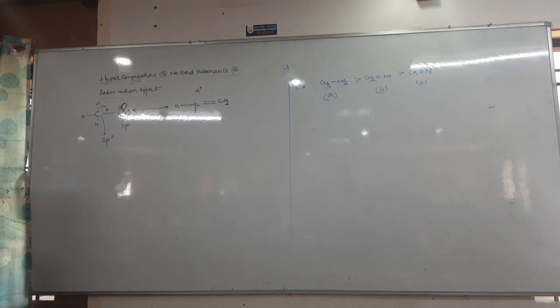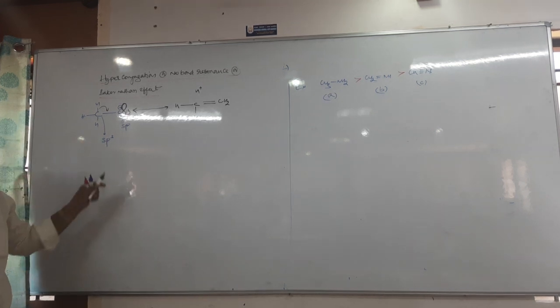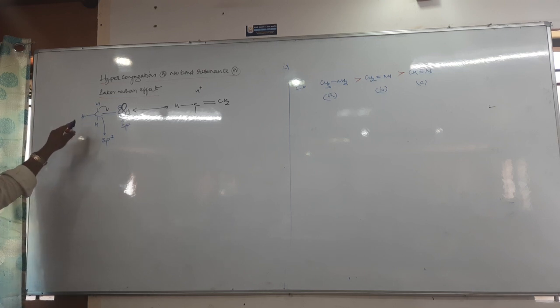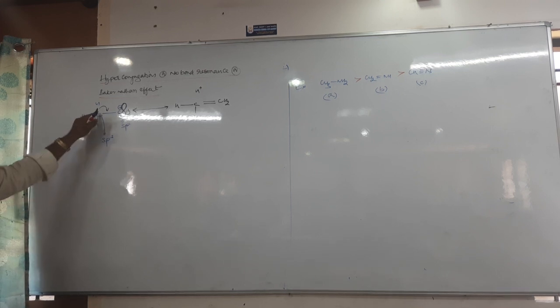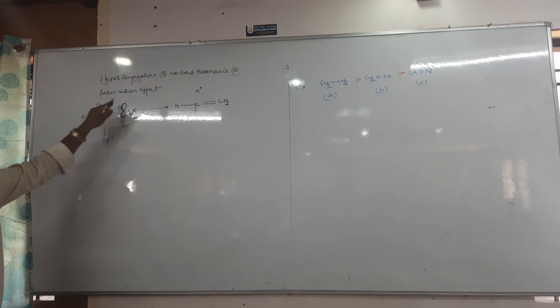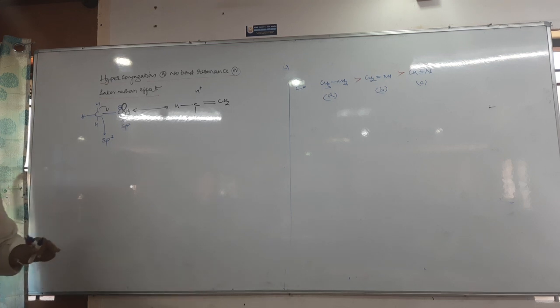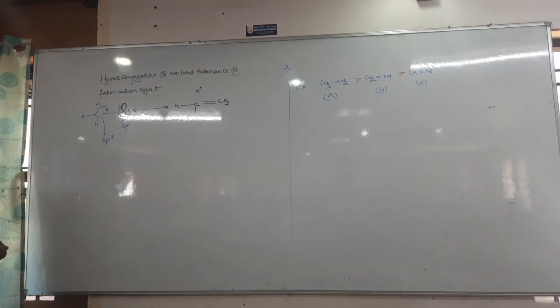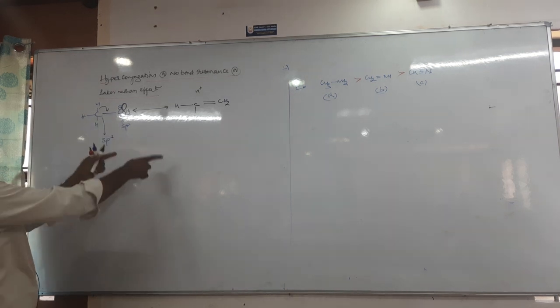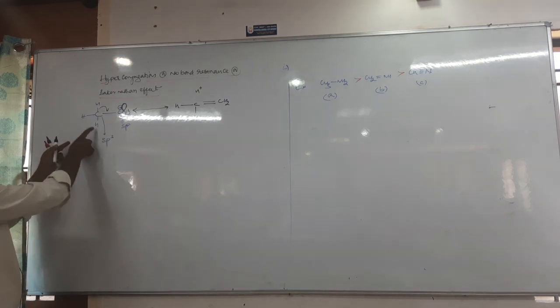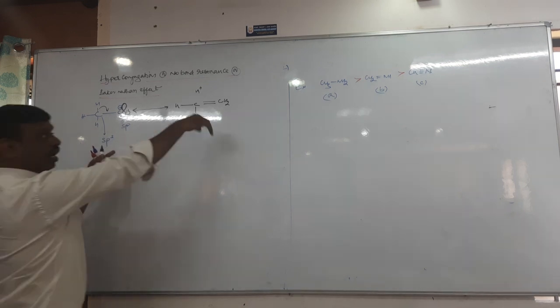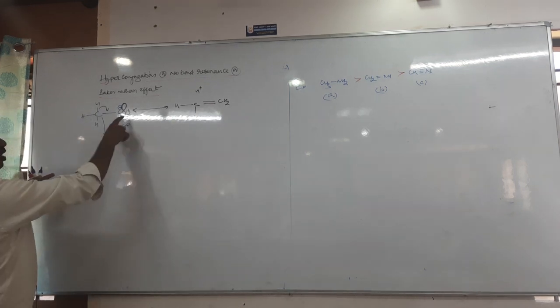So in hyperconjugation, what happens? There is an overlapping of sigma electrons of the sp3 CH bond with the empty orbital of the adjacent atom. It may be a carbocation, it may be a free radical, it may even be an alkene also. Now due to hyperconjugation, you will get structures like this. This is 1, you will get 2, you will get 3. So you will get another 2 structures.